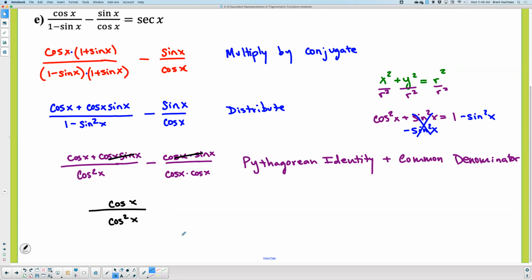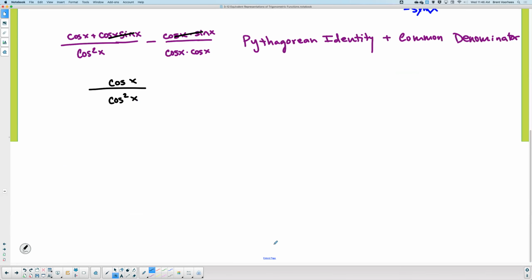What the hell? So it's cosine divided by cosine squared, which can become.